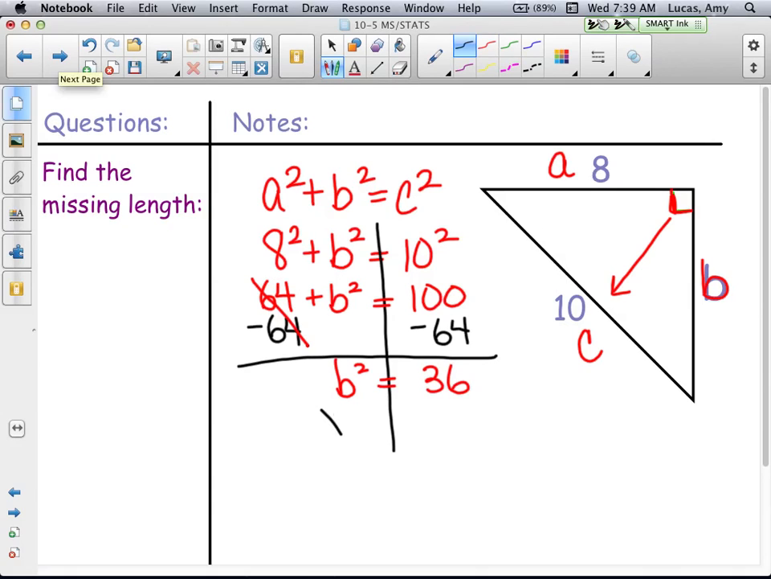And then if I take the square root on both sides to cancel out my exponent, the square root of 36 is 6. Remember that when you're looking for one of the legs, it is shorter than the hypotenuse. So my hypotenuse was 10, so I needed to expect something smaller than 10 for the missing leg of the triangle.